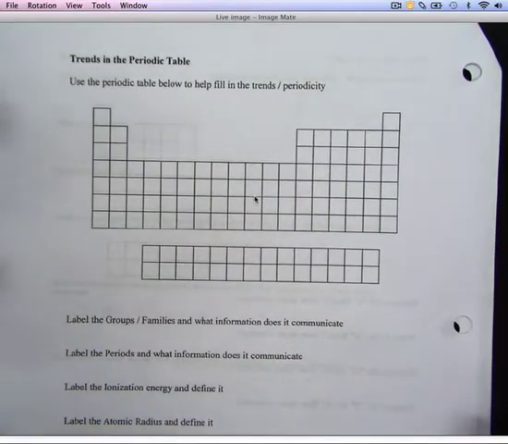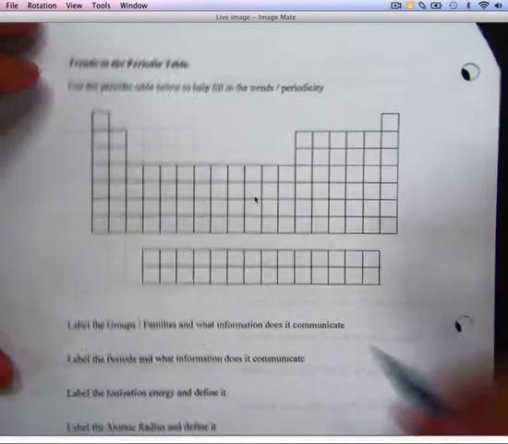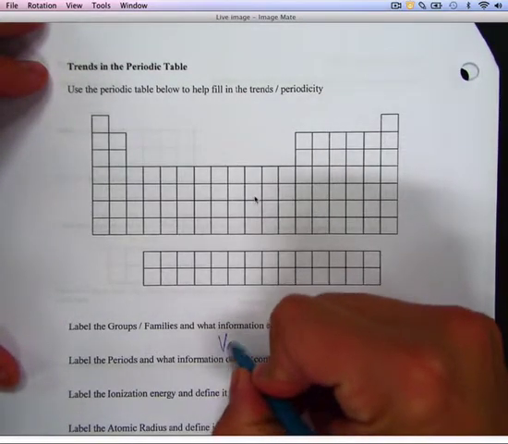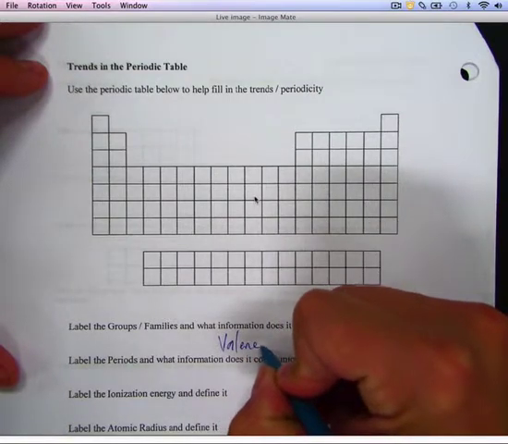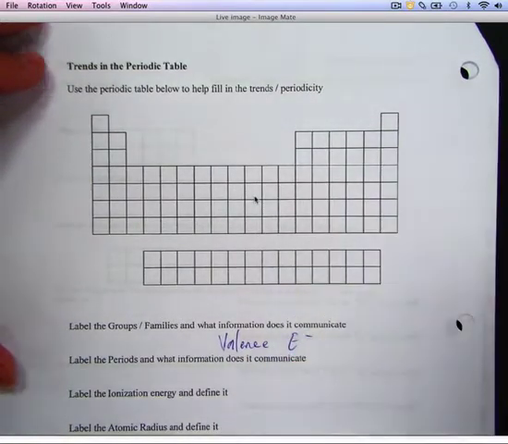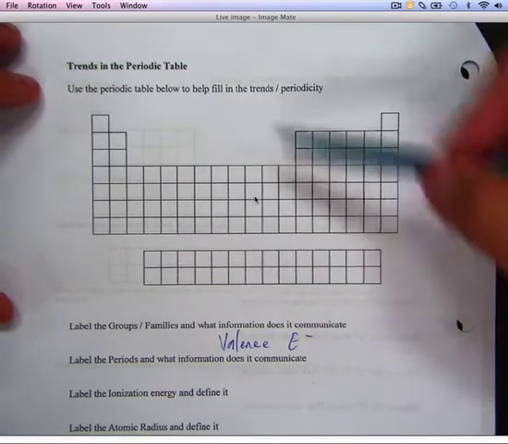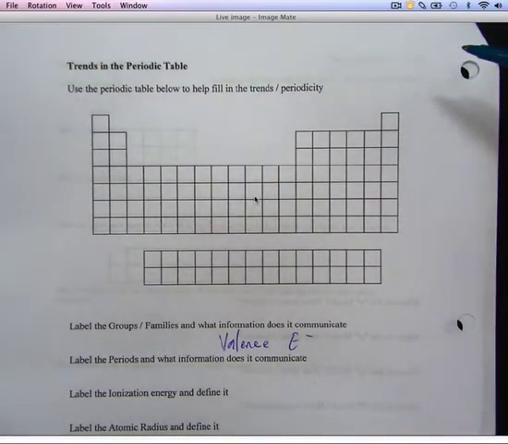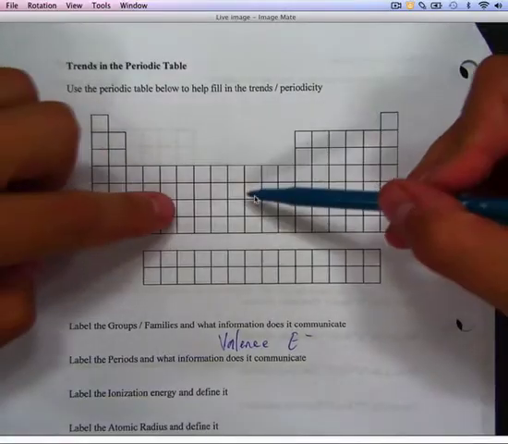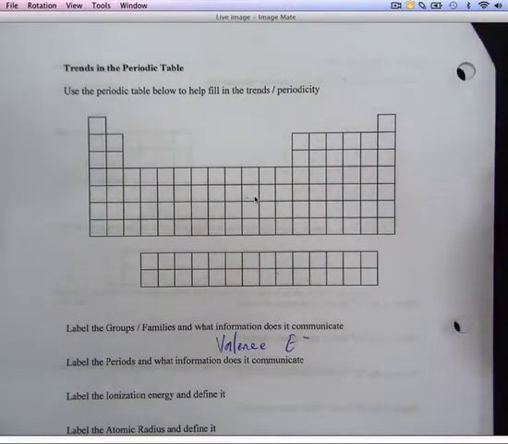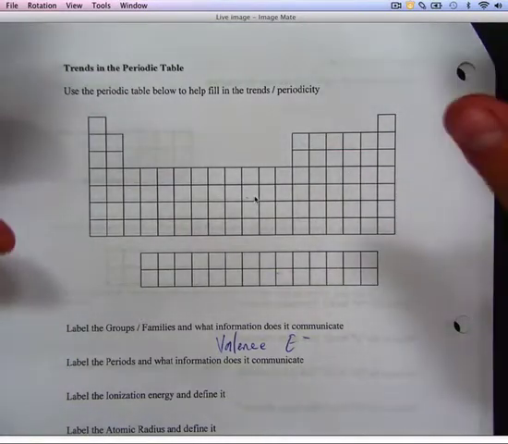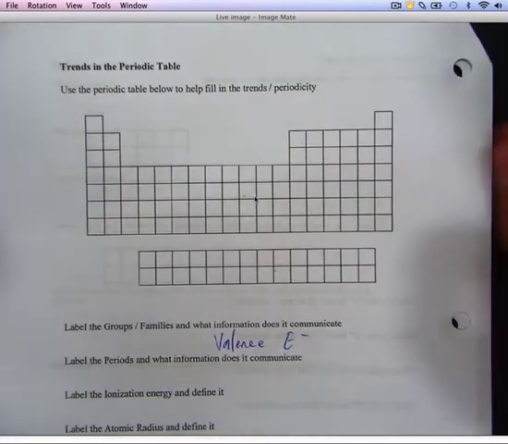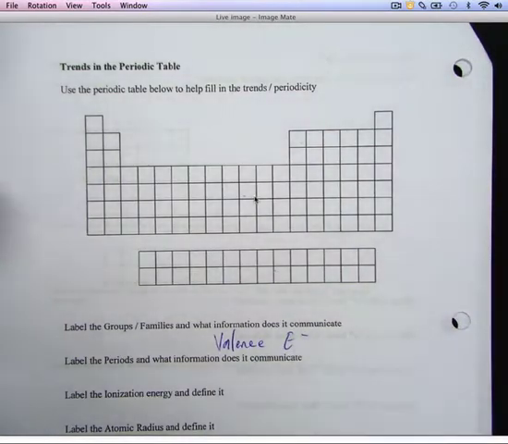What the groups and families can tell you on the periodic table is your number of valence electrons. The ones where you can tell your valence electrons right away are all the tall columns. The D block and the F block vary a little bit, so don't take that for everything. Take that only for the tall columns.